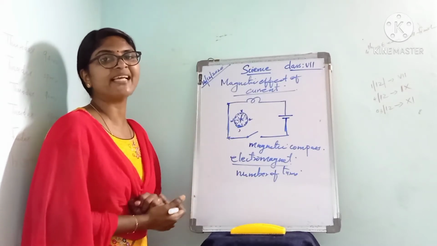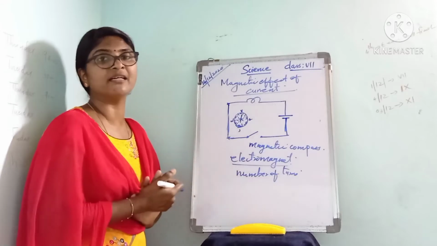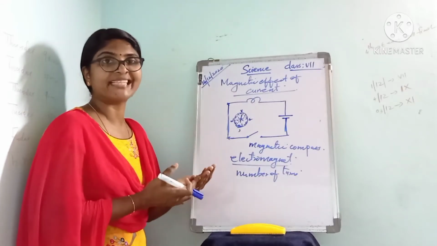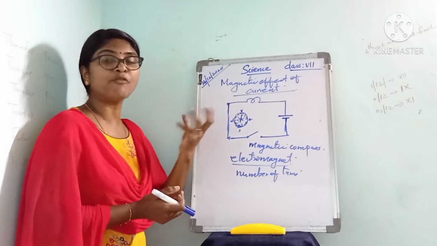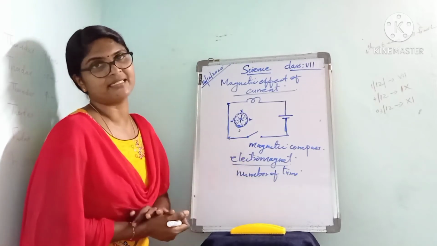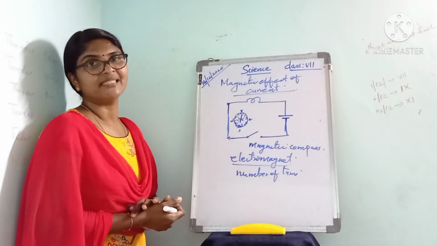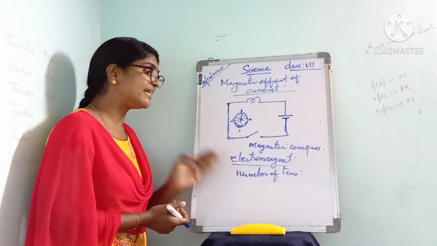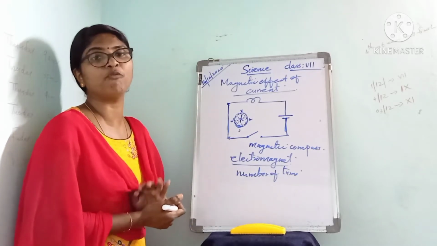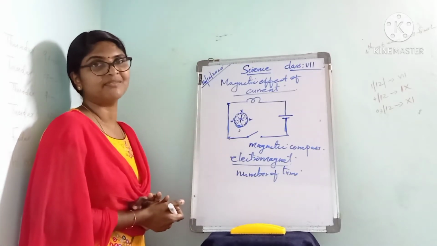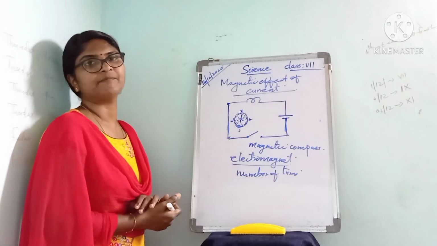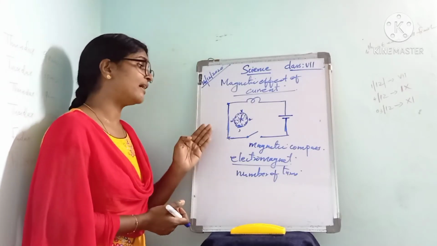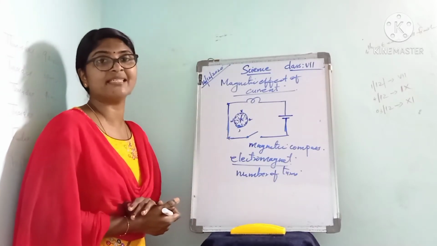That is why we can say if we increase the number of turns of the wire wrapped around that nail, the strength of the electromagnet will increase. Listen to it. The strength of the electromagnet depends upon the number of turns of wire wrapped around it. When it increases, the strength of the electromagnet also increases.